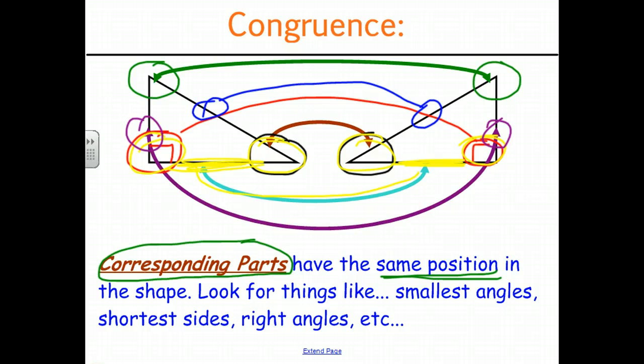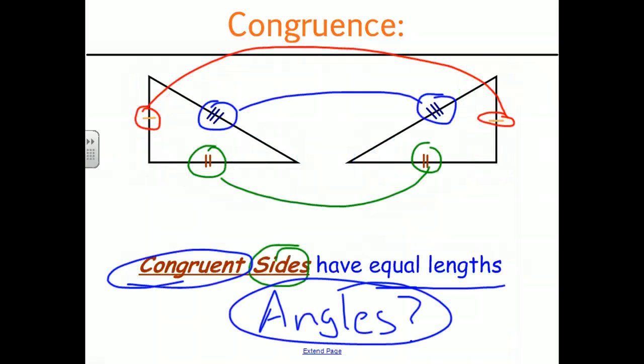So again, it's important with corresponding parts that they're not in the same physical position in relation to the paper or the screen. It is with relation to each other. Right angles are a good thing to look for when you're starting your search for corresponding parts. Smallest angles, shortest sides, things like that. And finally, all of these put together: understanding corresponding parts, congruent angles, and congruent sides.